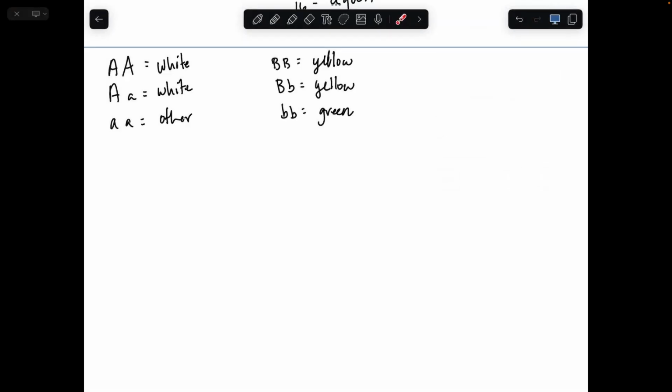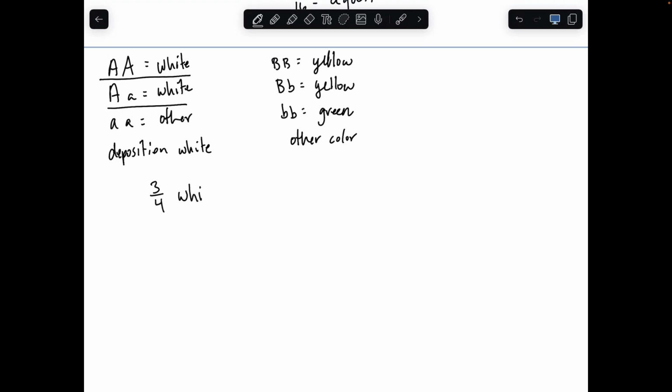So the way it's phrased on the slide is a little bit confusing, but basically what we're looking at is an individual that has a big A allele will always be white. So A controls deposition of white. And then B controls the other color. So we can do the same problem here. We get 3/4 white and 1/4 other color. And the other colors are yellow and green.